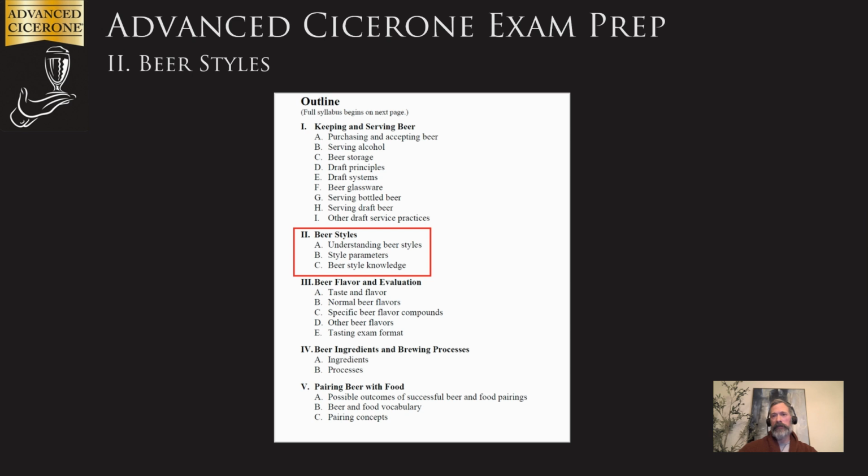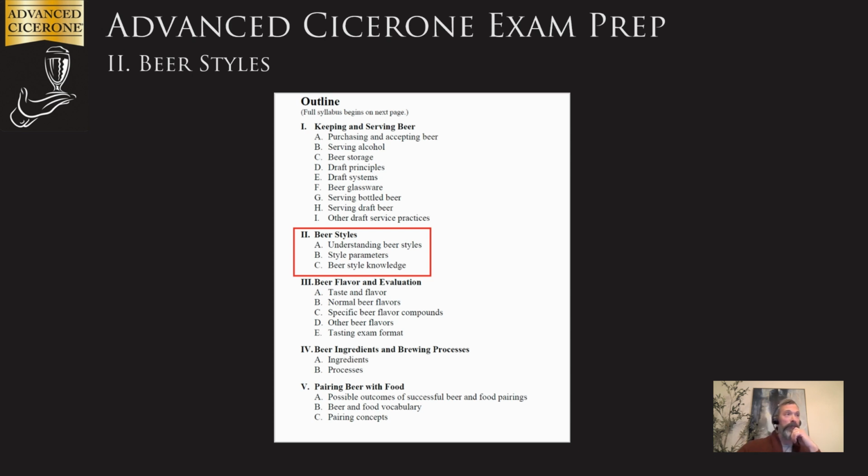And so what I've done is I've taken a lot of pieces of the syllabus, compared it to the Cicerone level 2 syllabus, did a little PowerPoint here of what I found to be different, to let me know where I have to expand my efforts and knowledge, right? So let's dig right into it. What I have here is my first slide here, taking the outline of the syllabus with the 5 sections. Again, we're only focusing on section 2, beer styles, which has 3 sections: understanding beer styles, style parameters, and the big one, which is beer style knowledge.